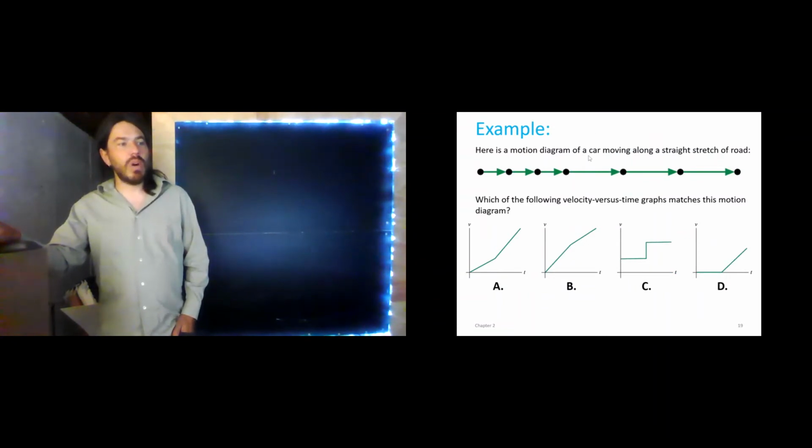Here's another one. Here is a motion diagram of a car moving along a straight stretch of road. Which of the following velocity versus time graphs matches this motion diagram? Pause the video, see if you can't figure it out.